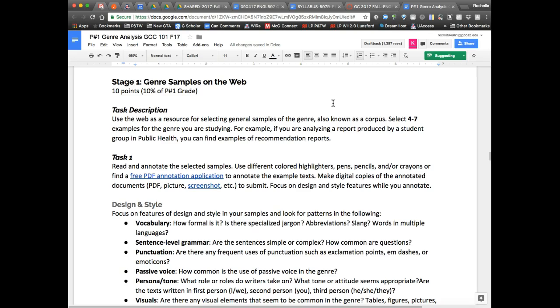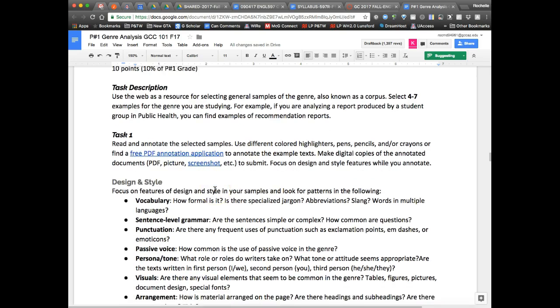So you're going to be selecting a genre, a very specific genre that gets used in your discourse community. And then for stage 1, you're going to go find examples of that genre on the web. It does not have to be specific examples from your community. For stage 2, you'll have to go find specific examples from your community. So by all means, start looking for those. But stage 1, you just need to go find examples on the web.